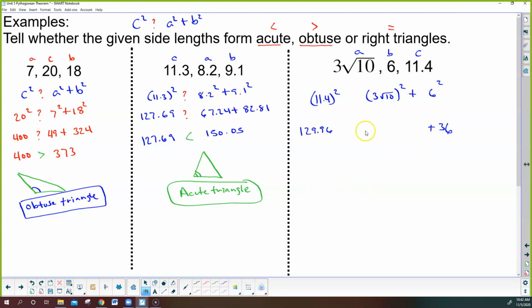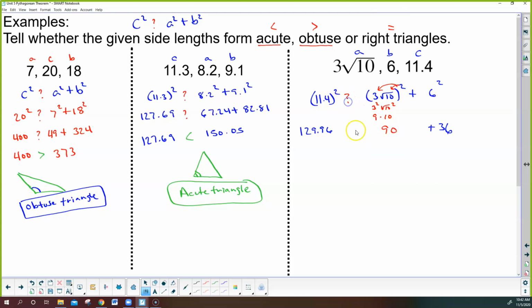All right, let's take a look here. Let's go over the third one, and then I'll quickly talk about the middle one. So c squared, 11.4 squared, is 129.96. And remember, this one here, without a calculator, you can still figure out this answer pretty quickly. You're squaring each piece. Well, 3 squared is 9. The square root of 10 squared is 10, so 9 times 10 is 90.